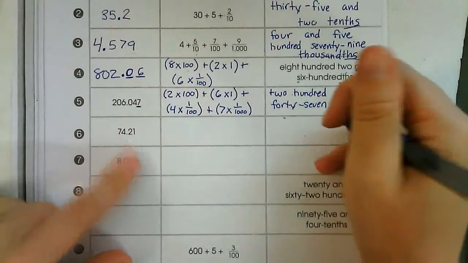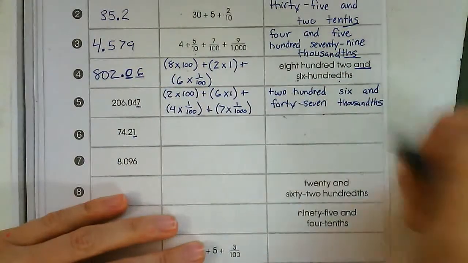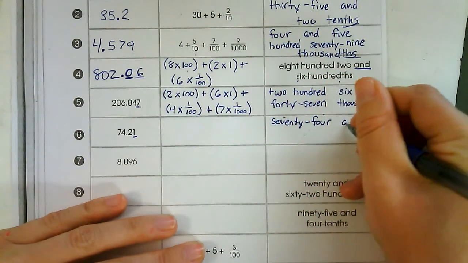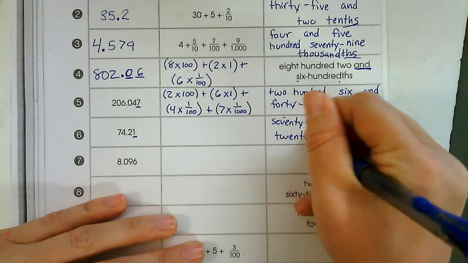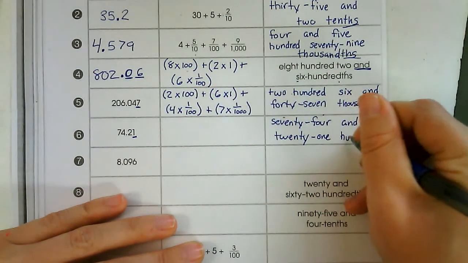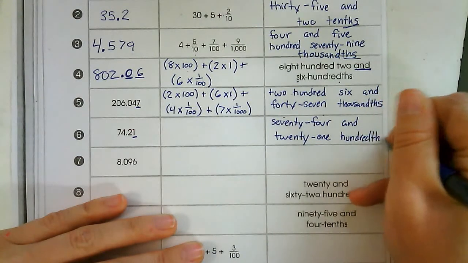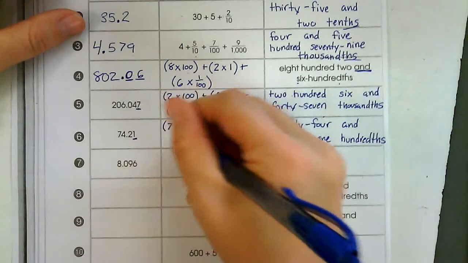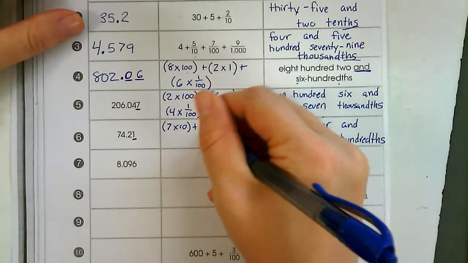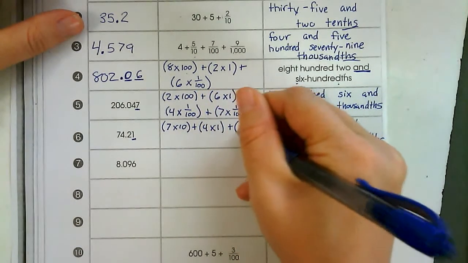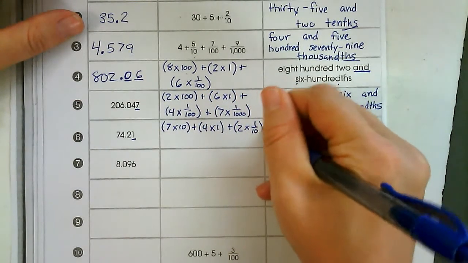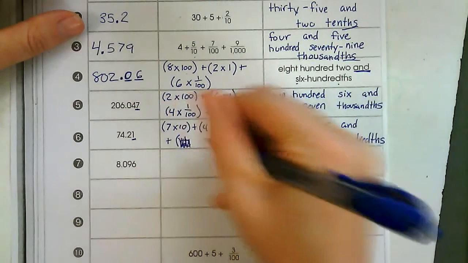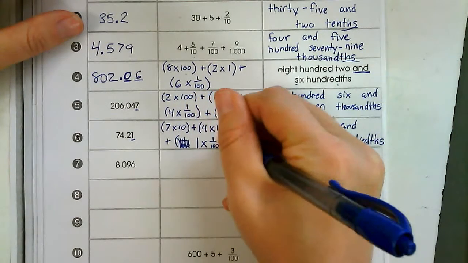74 and 21 hundredths, because the 21 ends in the hundredths place. 74 and 21 hundredths. In expanded form, digit times value. 7 is in the tens place, plus the 4, which is in the ones place, plus the 2, which is in the tenths place, plus the 1, which is in the hundredths place.